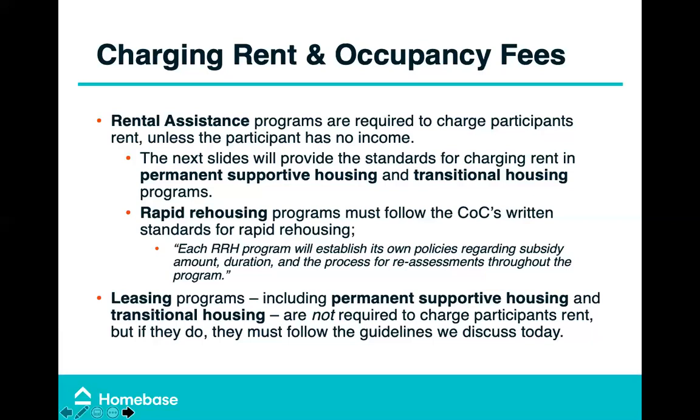So that's rental assistance. Now moving on to leasing programs, including, as I said, permanent supportive housing and transitional housing. These are not required to charge participants rent, but if they do, they have to follow the guidelines that I'm going to discuss in a moment. And just a note for the purpose of this training today, I'm using the term rent to mean both rent and occupancy fees.